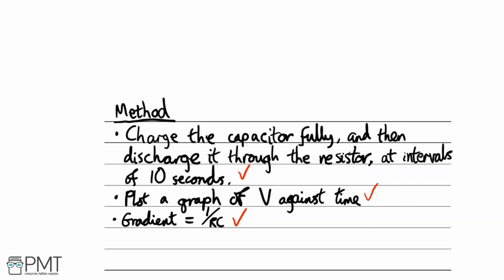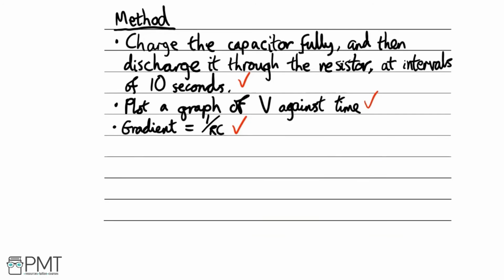But what you could do is, instead of finding the gradient of the graph, you could find the time taken for the value of voltage or current to reduce to 1 over e of its original value. And that would help you to find the time constant as well. In theory, you could do this without plotting a graph as well. You could just look at the data itself and work out the time taken to drop to half. It's that kind of half-life calculation if you wanted to do that as well. Remember, there's a factor of natural log of 2 to consider there.